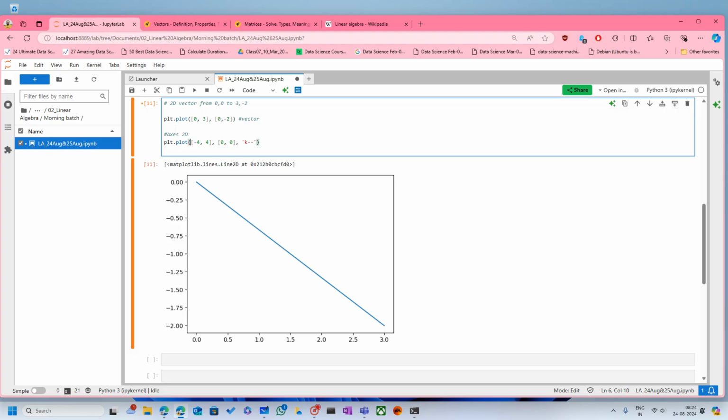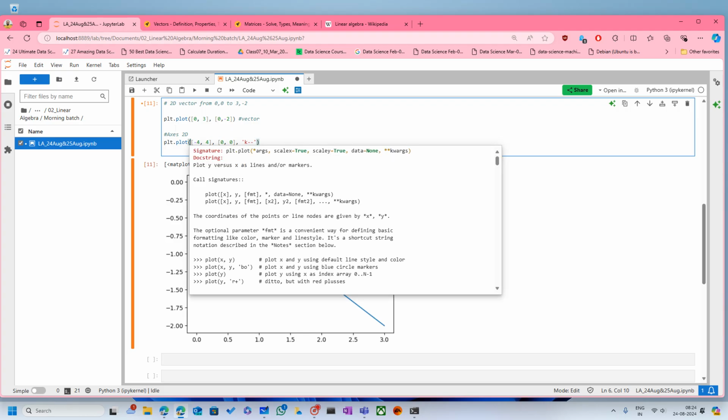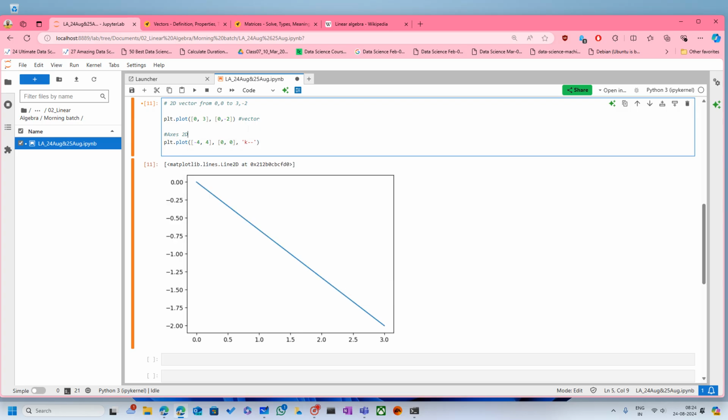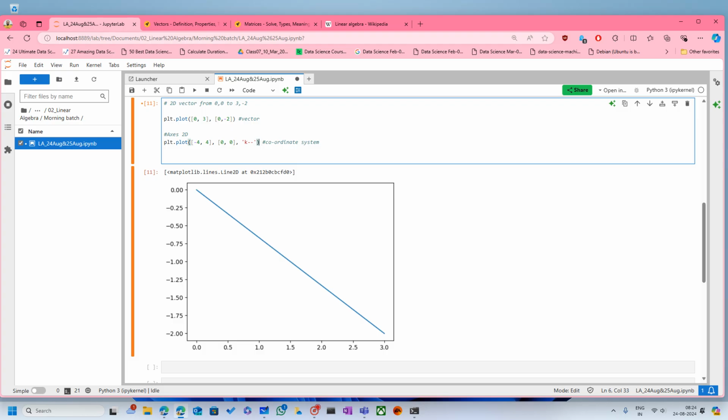We will learn numpy in detail, matplotlib in detail. Don't worry about what I'm typing, but just see how to plot. You try to understand, this is your vector, these are your coordinates. Okay, coordinate system I'm trying to plot. The way how I'm plotting, I will also explain.